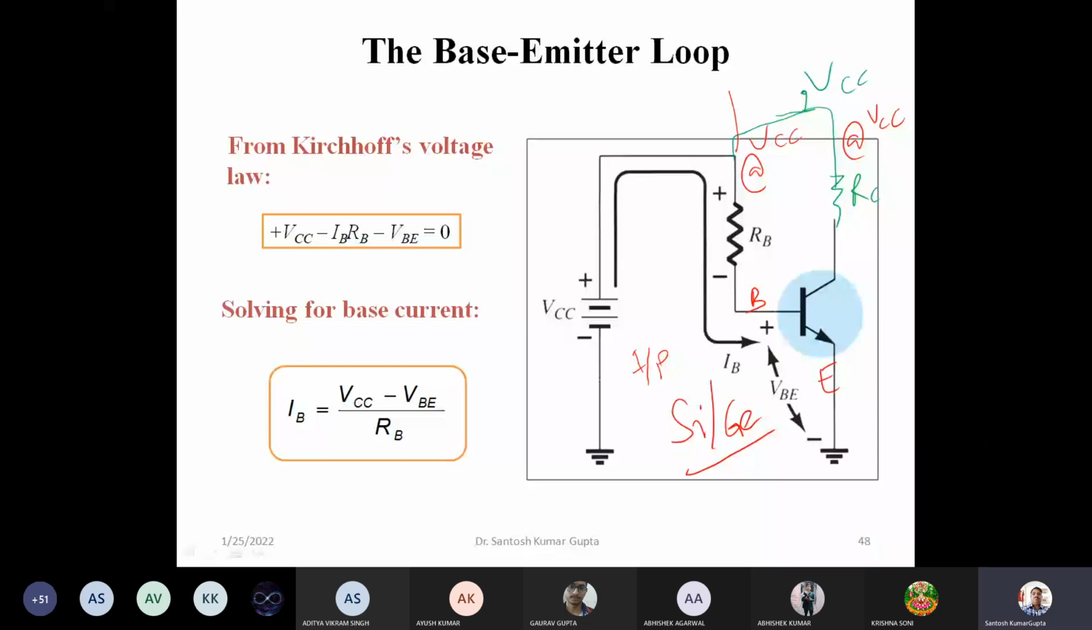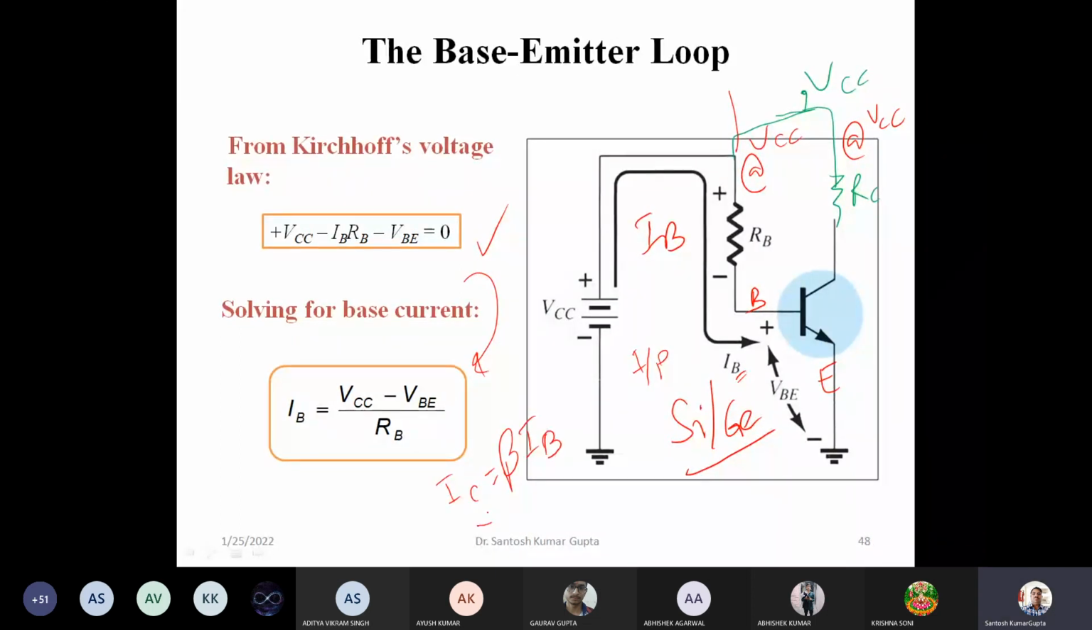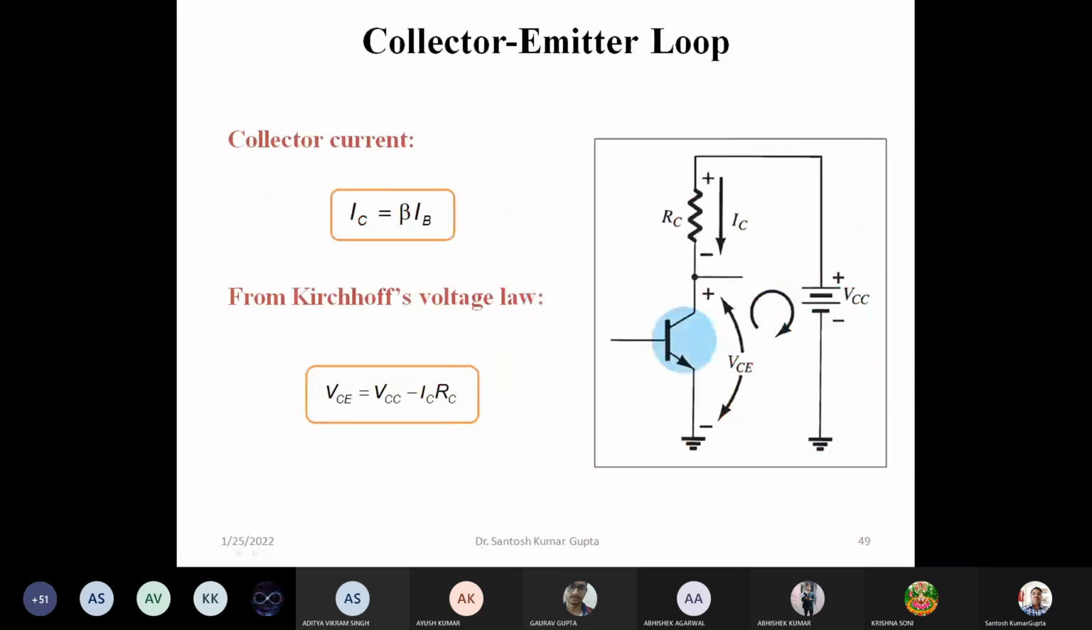We can assume there is some current flowing through this and then apply the KVL and rewrite the KVL to find out the current value IB. Once IB is known to us, we can find out the value of IC by just multiplying with beta value of the transistor. So IC is equal to beta times IB, and then we can write the KVL for the output loop and find out this VCE also.